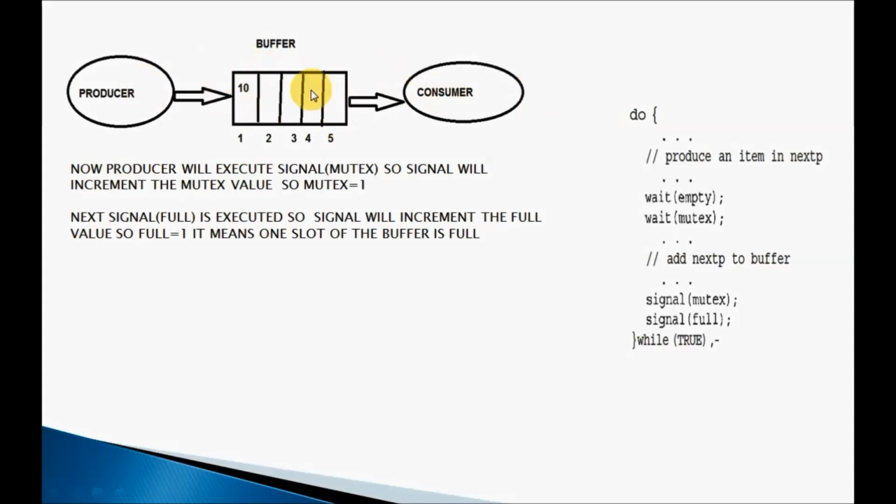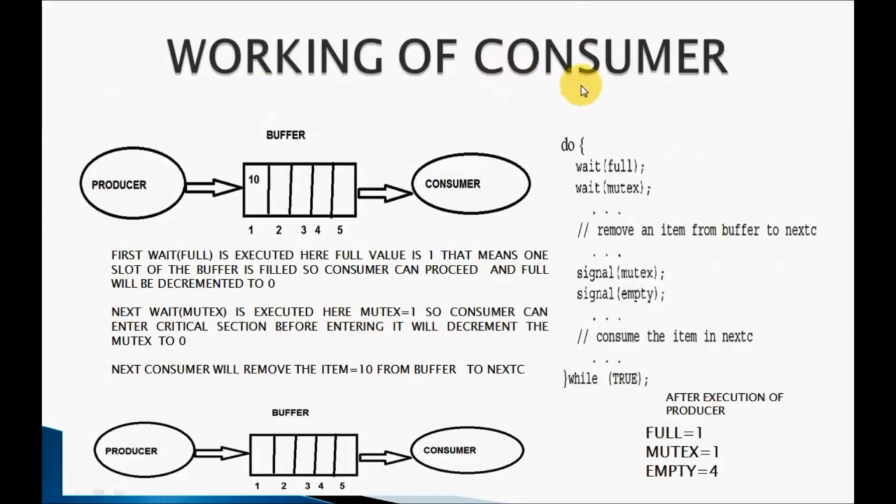Now, how many items are there in the buffer? One item is there. The producer produced the item 10. Now the consumer has to consume it. I will now explain the working of the consumer. If you have any doubts, please post them in the comment section. So this is the code for the consumer. It is very simple.